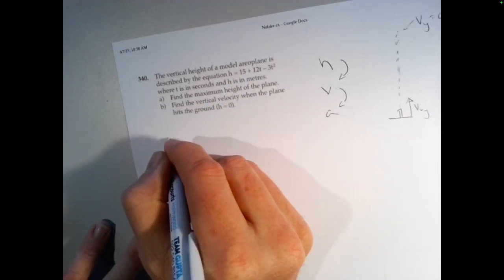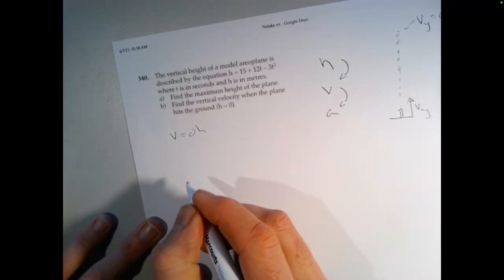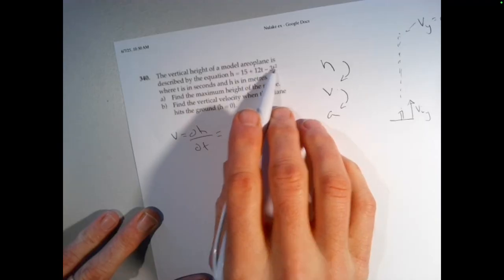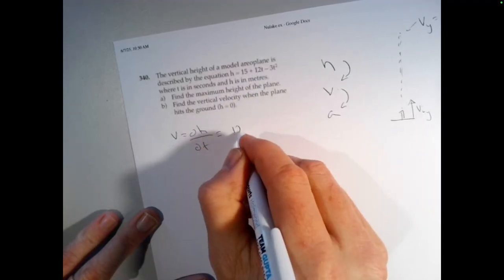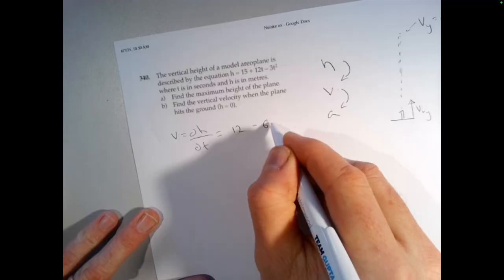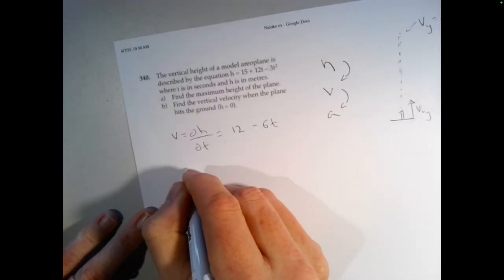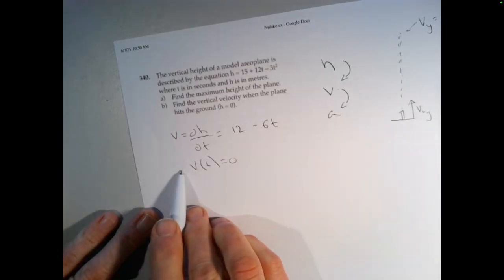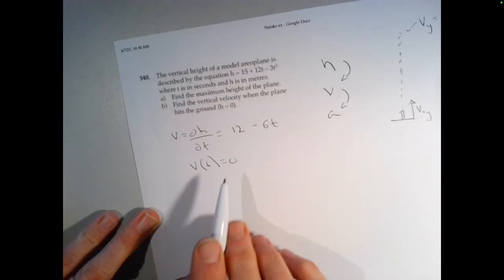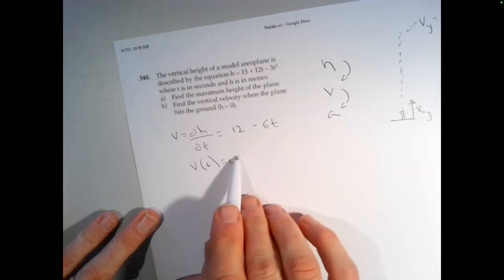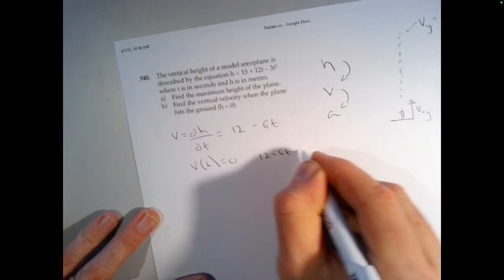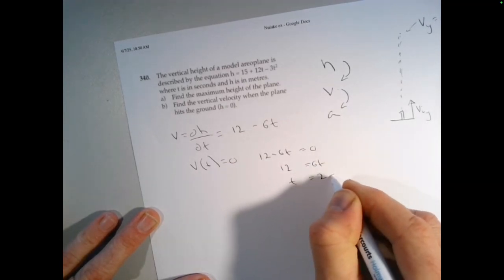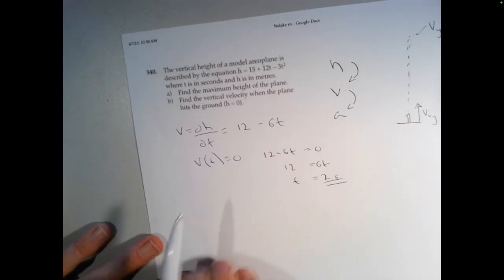So let's just do that. So velocity is dh by dt. So differentiate this with regards to t. 15 disappears, you've got 12 minus 6t. So we're going to put that equal to 0, so this expression equal to 0, and we'll find the value of t when the velocity is 0. So 12 minus 6t equals 0, 12 equals 6t, t equals 2 seconds.